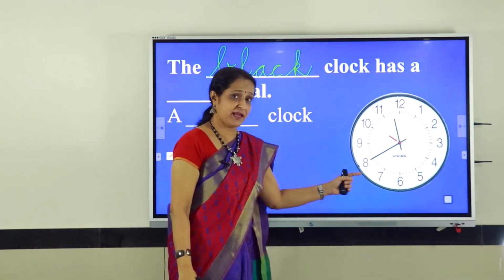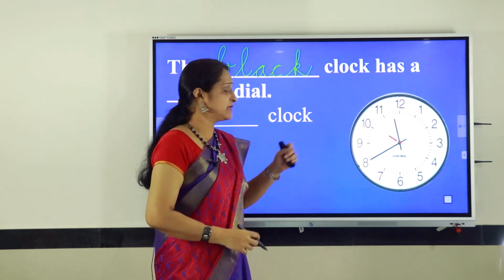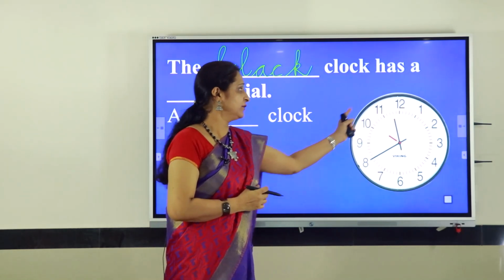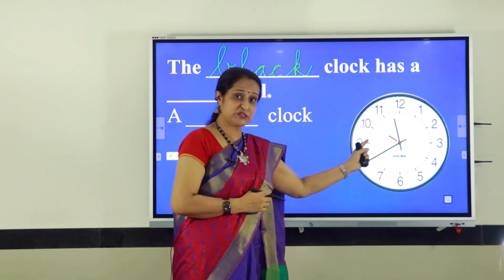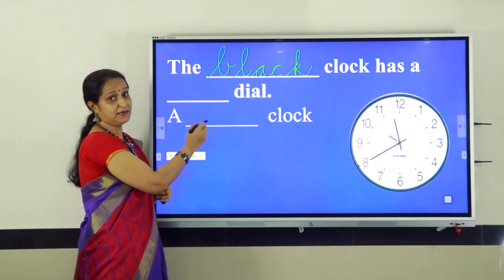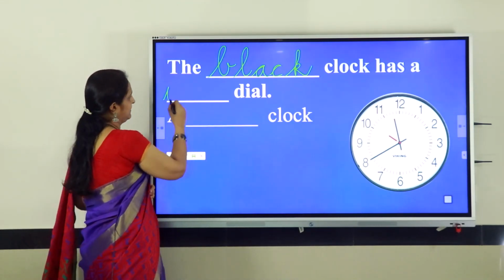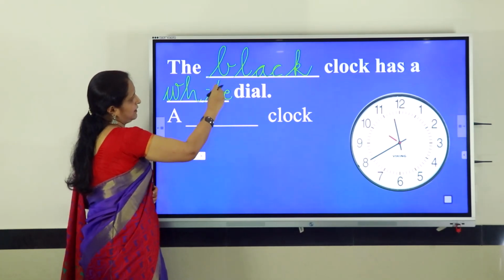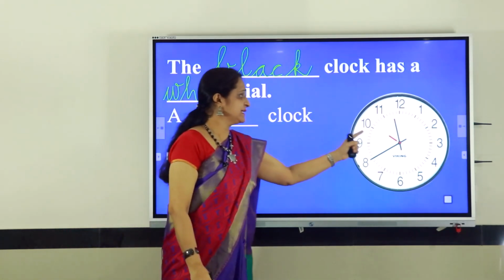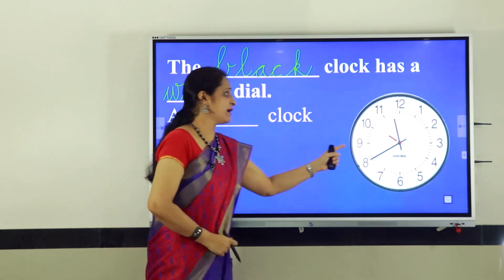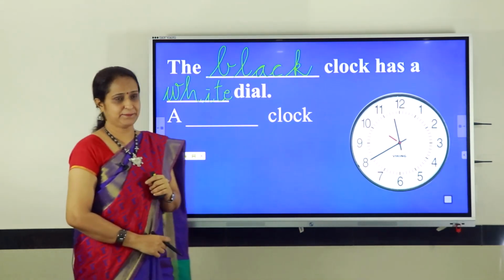Just look at the picture carefully, children. What is the color of the dial in the clock? Yes, the color of the dial, that is the face of the clock, is white. So, we can write here white dial. Here, black tells us more about the clock and white tells us about the color of the dial.